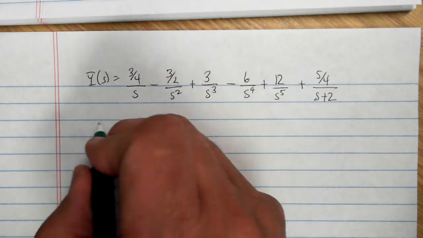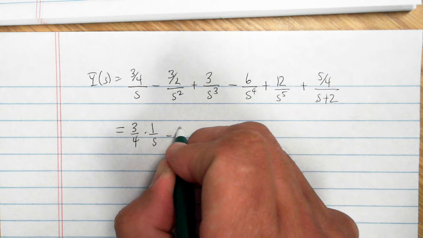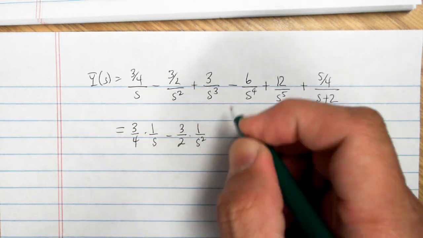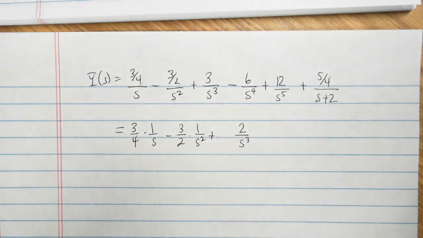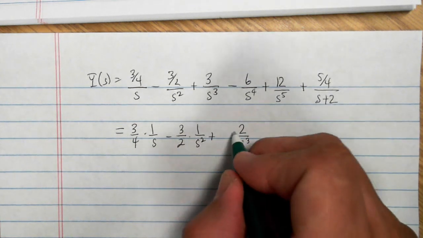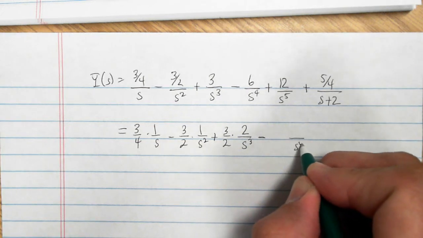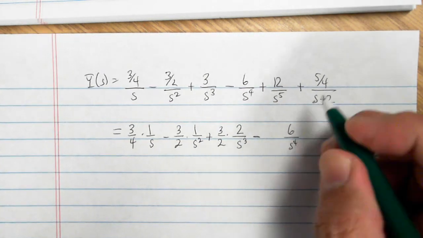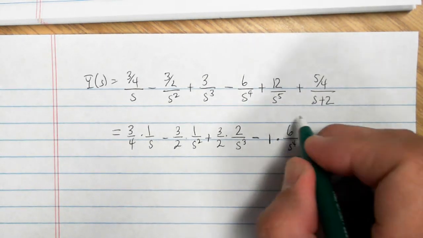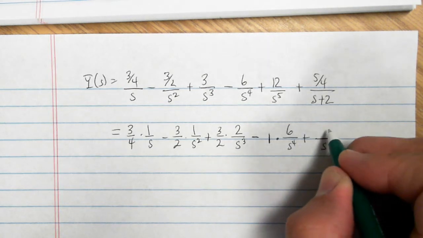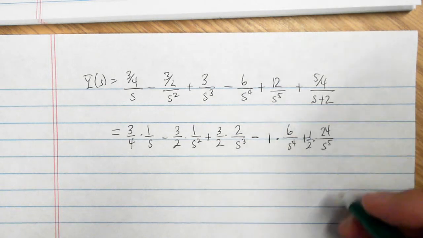Now to find the inverse transformation, I'll first do this. 3/4 times 1 over s, that's fine. Minus 3/2 times 1 over s squared, that's also fine. The next term with s to the third, I'm supposed to have 2 factorial on top. And so I need to have a 3/2 in front to compensate. The next term involving s to the fourth, I need to have a 3 factorial on top, which by nice coincidence I've got already, so that's times 1. This term with s to the fifth, I need to have a 4 factorial on top, and so I need a 1/2 to compensate, so I get a 12.